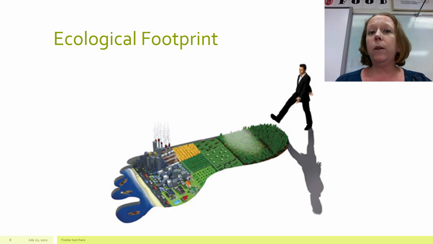So there's something called an ecological footprint, which basically estimates the amount of land and water area required by each person. And you can, once again, click on the picture here and it will take you to a website where you can take a quiz to find out how many Earths would be required if everybody lived like you.